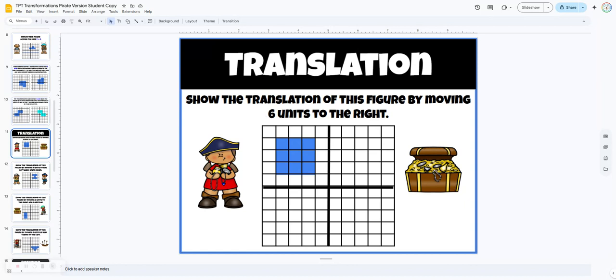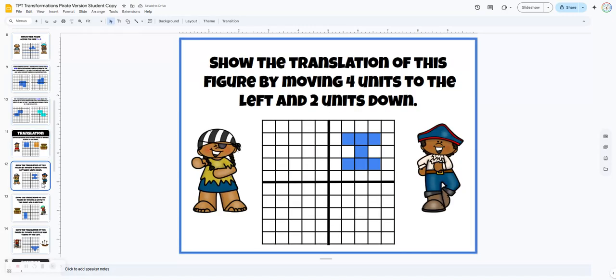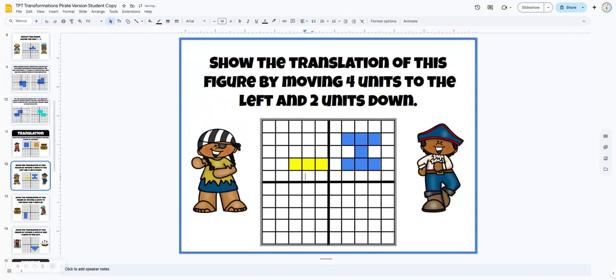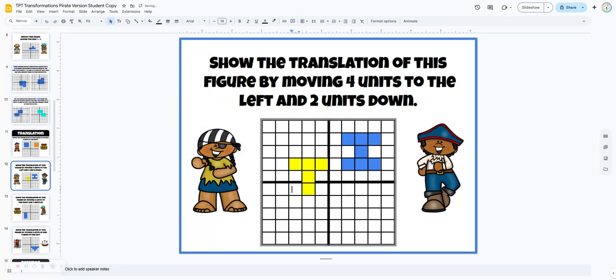So this one we're told to move 6 units to the right. So they're just going to count 1, 2, 3, 4, 5, 6, and they get a square that's over here. Now on the next slide, they're going to be making 2 movements. They're going to take this figure, they're going to move it 4 units to the left and then 2 units down. So 1, 2, 3, 4, and then 1, 2. So they have to be very careful counting these. So 2 movements for this figure.